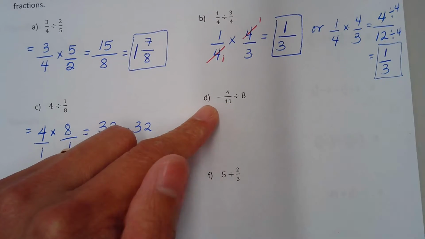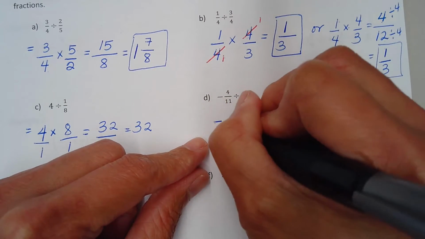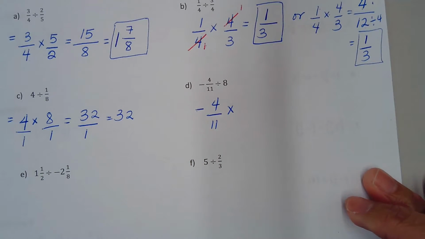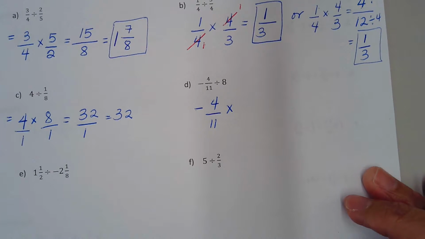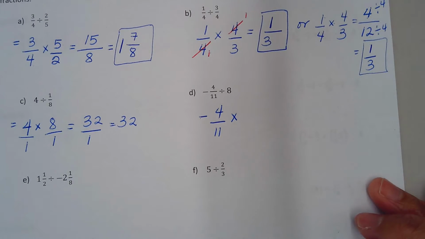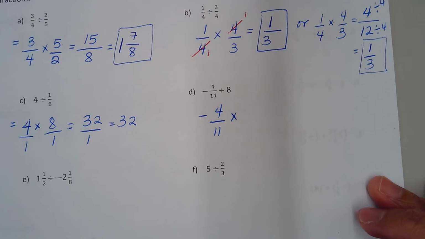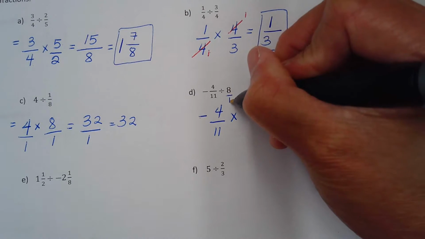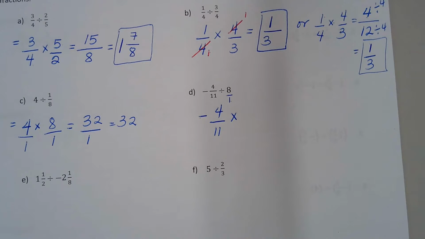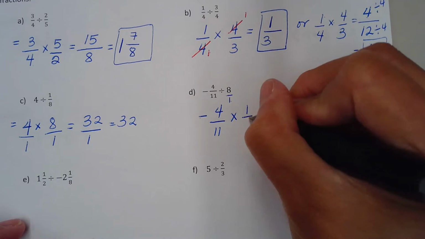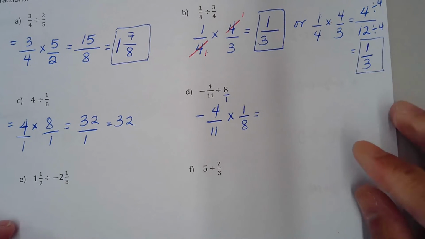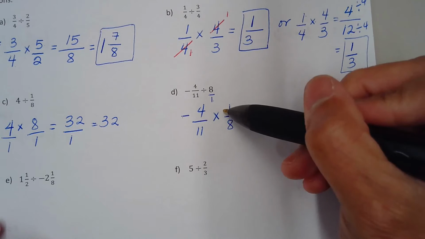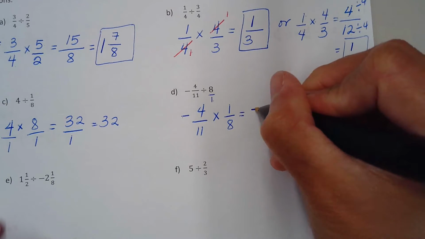Negative 4 11ths, so negative 4 11ths. What are we going to multiply it by? Okay, we're supposed to reciprocate the second fraction. So what would it be? This is, remember, 8 over 1. So if we reciprocate it, it's going to be 1 over 8. So what's that equal to? It's going to be a negative times a positive, so the product is negative.